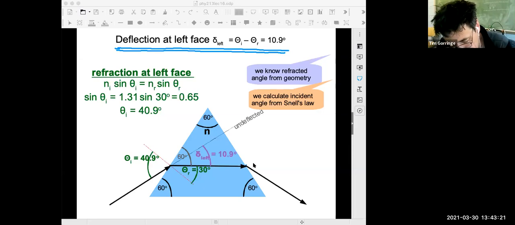How do we get this deflection? Well, look at the geometry here. So here comes in the light ray. It's at some angle to the normal. We don't yet know this angle. It's refracted towards the normal because it's traveling into ice that has a greater refractive index.